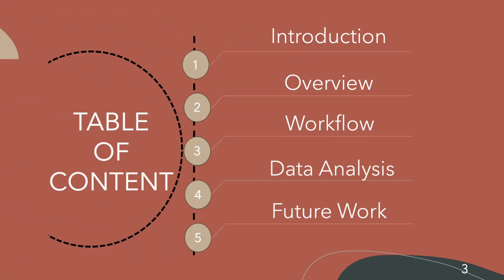So here is the table of content of my presentation, the flow of my presentation. Obviously, I will be starting from the introduction. After the introduction, we'll dive into the overview of this research. What's the motivation of this research? What's the main goal, the main purpose of this research? And after that, I will be presenting the workflow. What's the map of our research? What are the different steps of the research? And after the workflow, I will be presenting the first results that we already got in this research, and I will conclude my presentation with the future work.